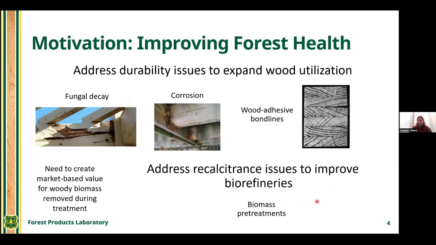So woody biomass, of course, is made of polymers, and if you can efficiently break down the woody biomass into its monomer components, then you can use those for platform chemicals or biofuels.